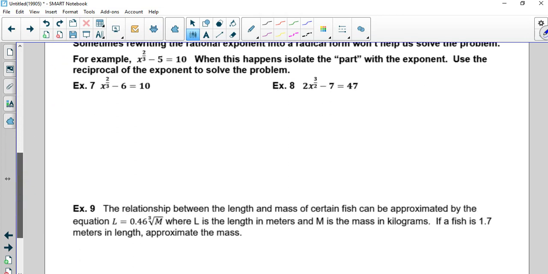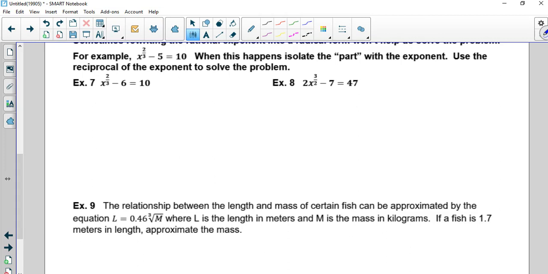Okay, so now we want to go one step further. And sometimes it won't help us to write it as a radical, and with 2/3, it's not going to help us. So I'm going to show you 2 ways to do this, and they're both pretty much the same. It just depends on what you're more comfortable with. So I have x to the 2/3 minus 6 equals 10. First off, just like before, I want to get rid of the 6 and get x to the 2/3 equals 16.